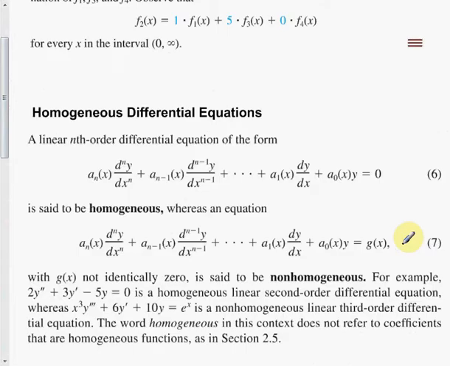So obviously, whatever you use to solve the left side for equation 6, it's the same thing you use to solve the left side for equation number 7. So the solution for equation number 7 includes the solution for equation number 6 plus something else, because you got that g of x over there. So what he does is he says the solution for number 7 is the solution for equation number 6 plus the particular solution for each g of x.